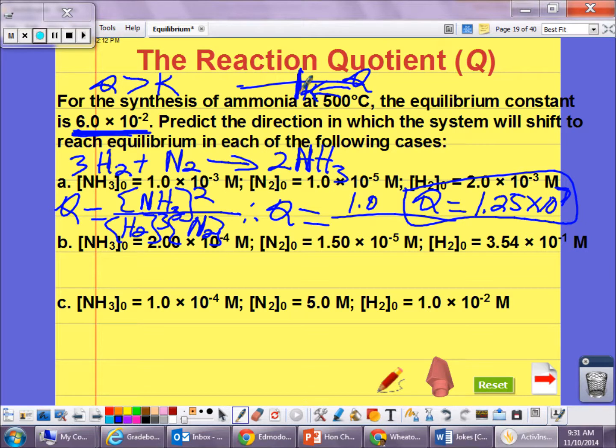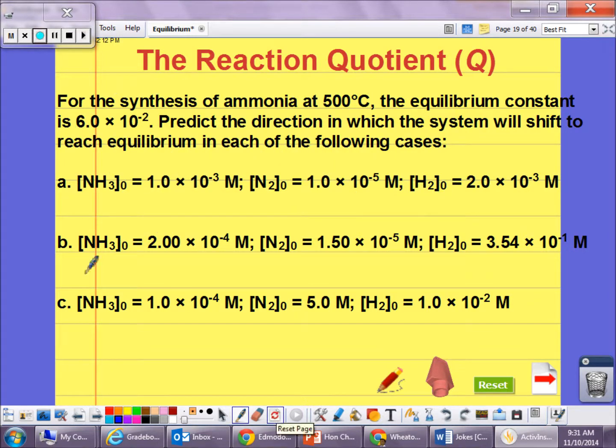Now, let's see how fast we can go. Let's see if someone can find Q for this example for me. The ammonia is 2 times 10 to the negative 4. N2 is 1.50 times 10 to the negative 5. Hydrogen is 3.54 times 10 to the negative 1. Can someone tell me Q for this example?